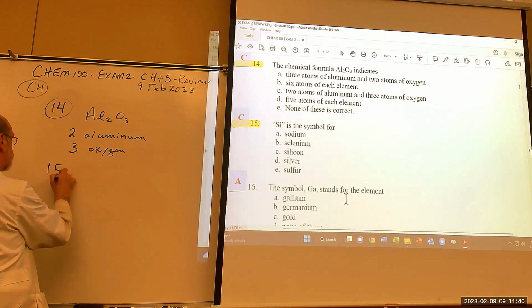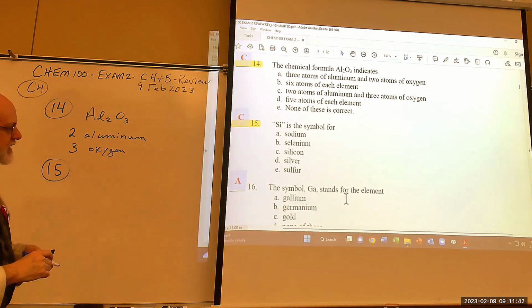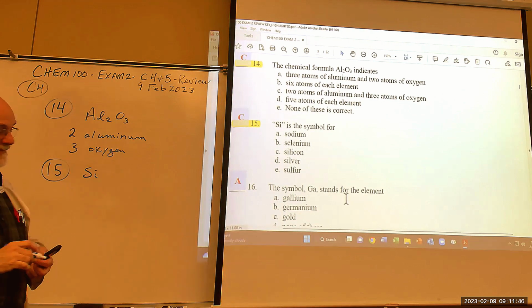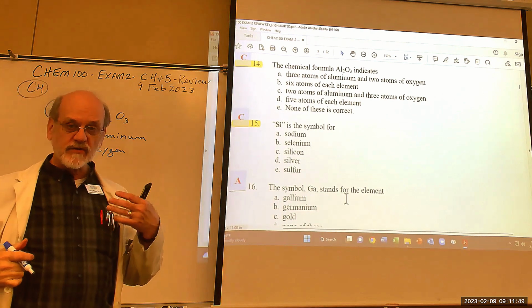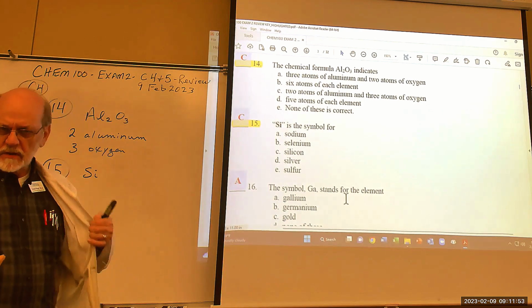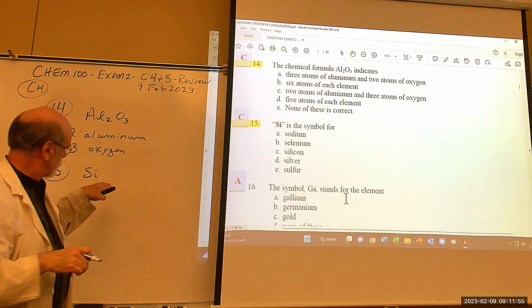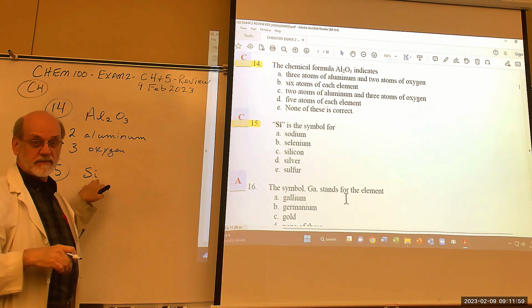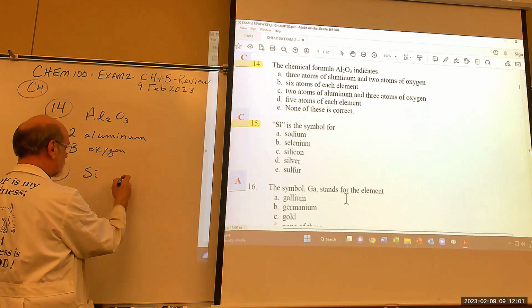Let's see, we're going to do 15 also. Si is the symbol for what? Okay, that's one of those that can be thought of as derived from the English, right? Silicon.